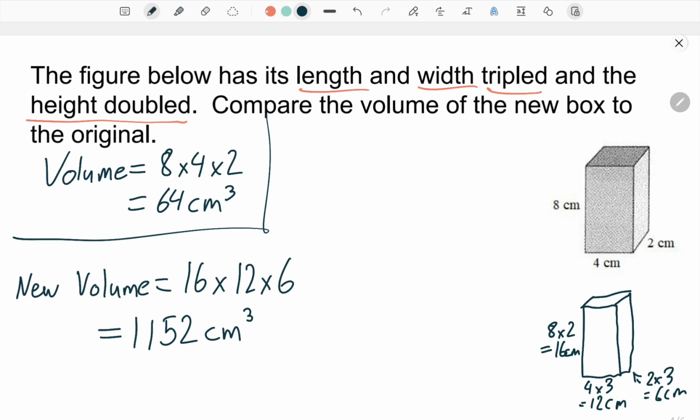All right. So how does this compare to this? It's maybe a little tricky to see, but what's true about this is that if you do the calculation, 64, if you multiply that by 18, that gives you the new volume.